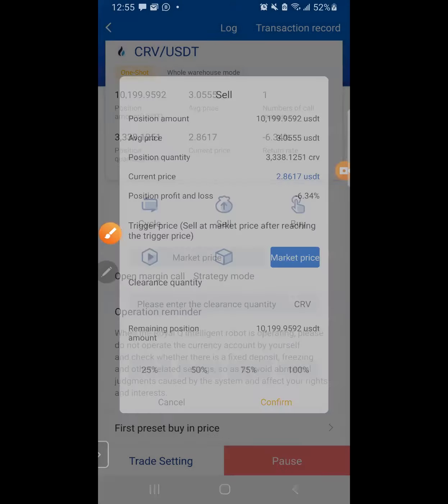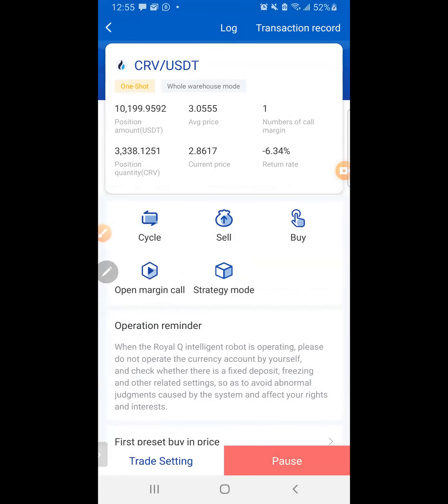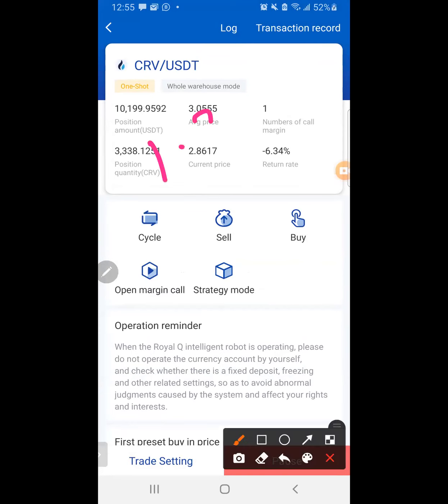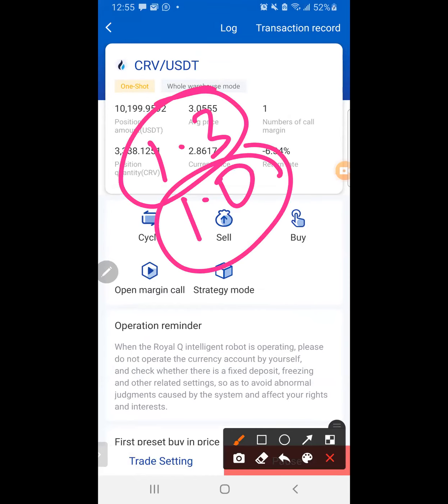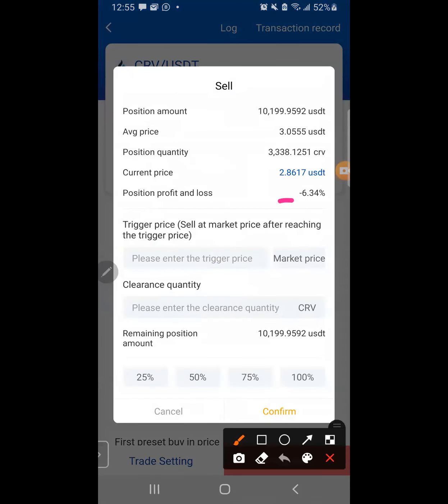That's how you sell it. Oh, no, this is when you want to sell a coin. Maybe you're tired of a coin, or maybe they set the coin to take profit at 1.3, and it's still on 1.0, and it's still not going to 1.3. If you just want to take the profit quickly, click on sell, click on market price, 100%, and then click on confirm. 1, 2, 3.